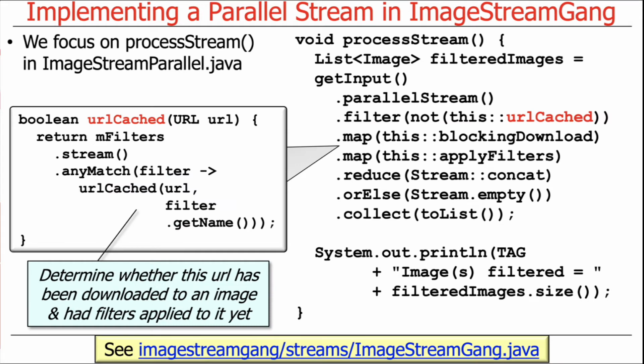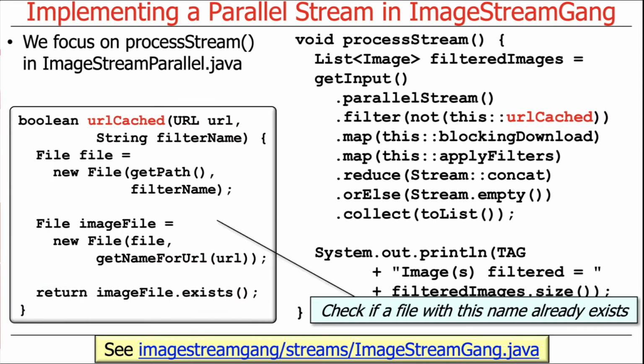This is how we do the URL cache check. We basically go ahead and check to see whether or not we've already downloaded anything that has that particular filter applied. And so this uses a stream with the anyMatch terminal operation, which will then go to check to see whether the file has already been downloaded. Here's the URL cache method. It tries to open the file, and if the file already exists, then it's been downloaded before. If the file does not exist, it has not been downloaded before.